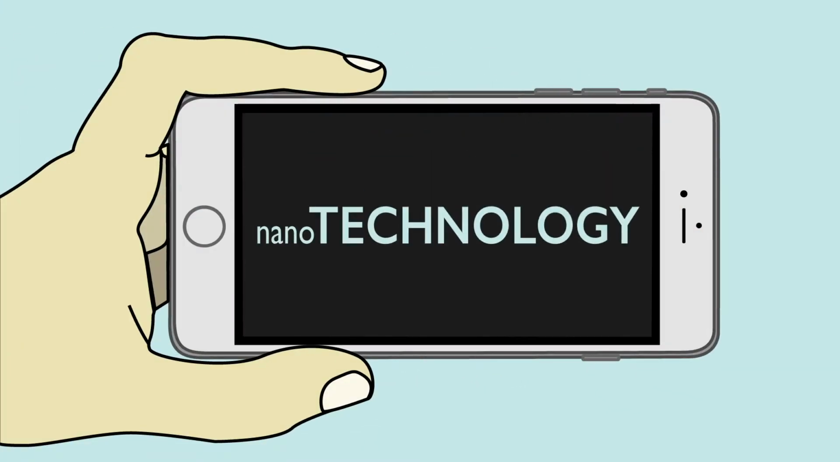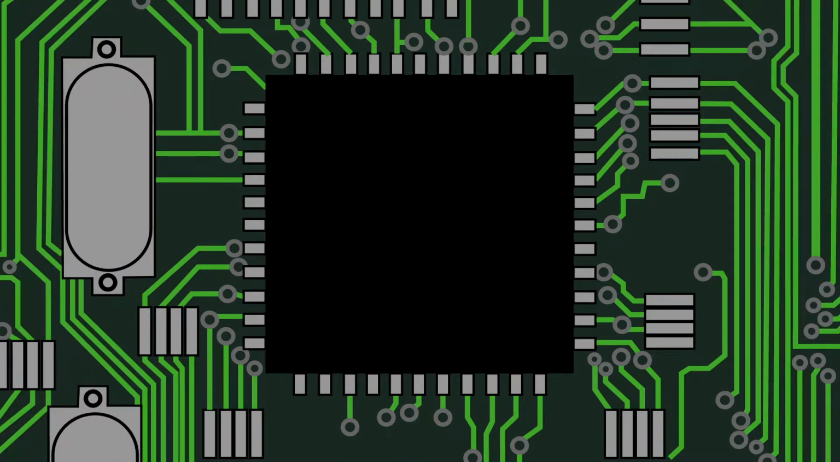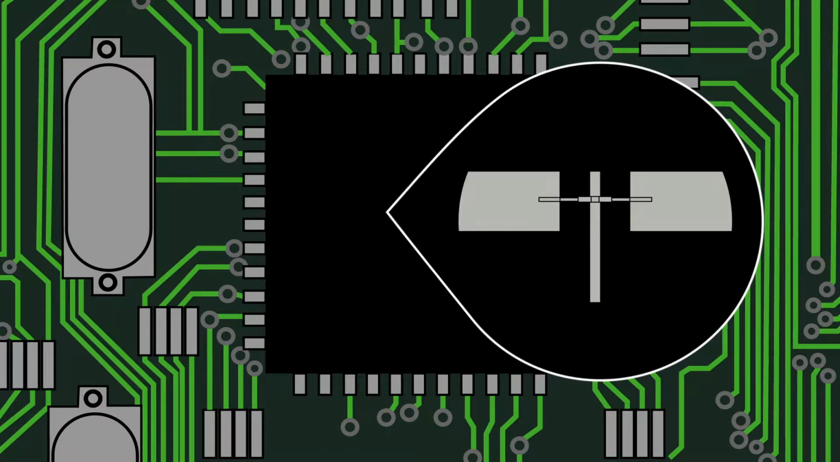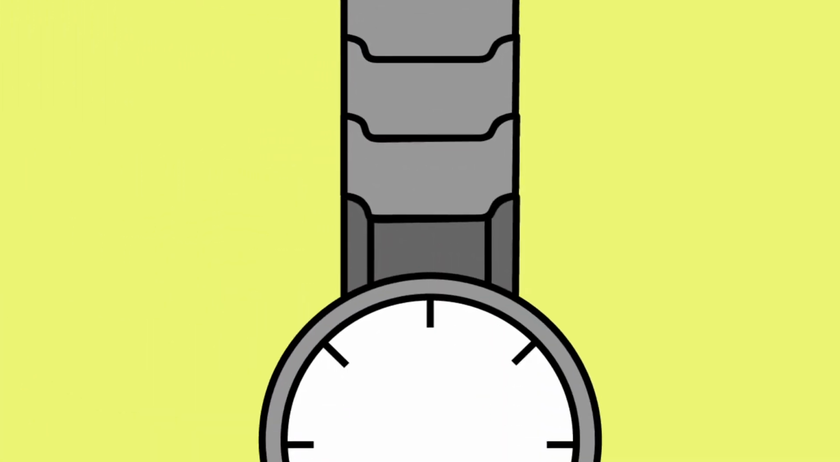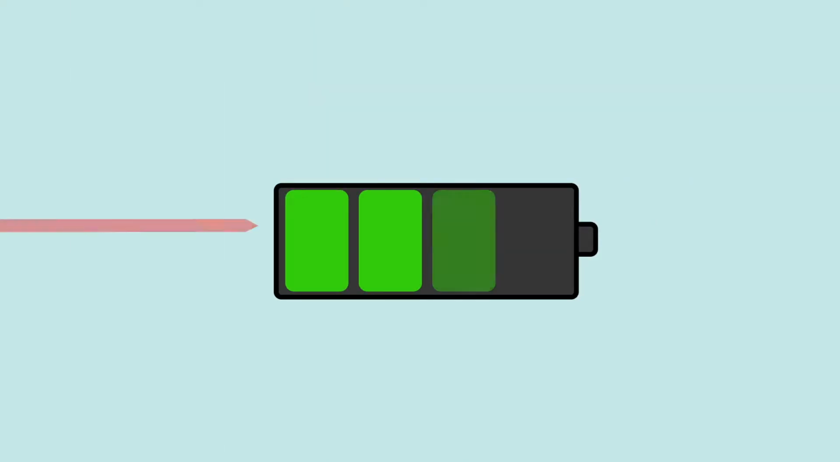How can nanotechnology save energy? Nanotechnology enables you to control matter at the molecular level, giving scientists new tools to make materials that are lighter, stronger, longer lasting, and better at conducting electricity.